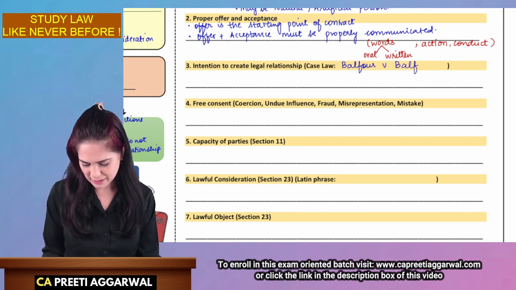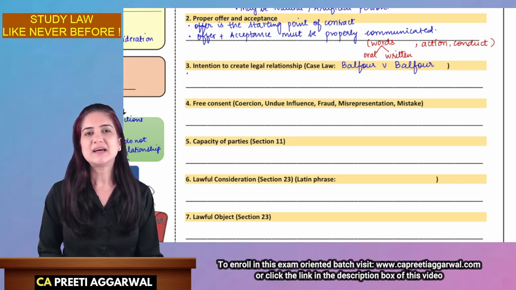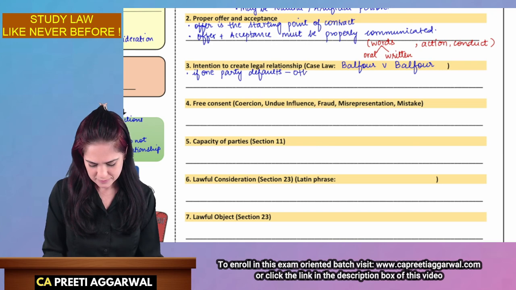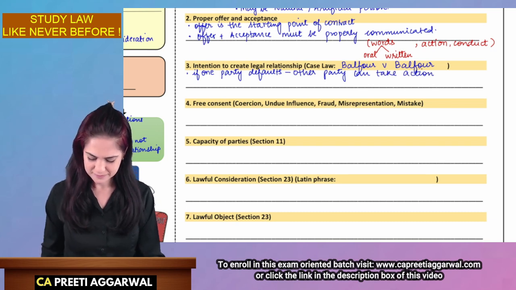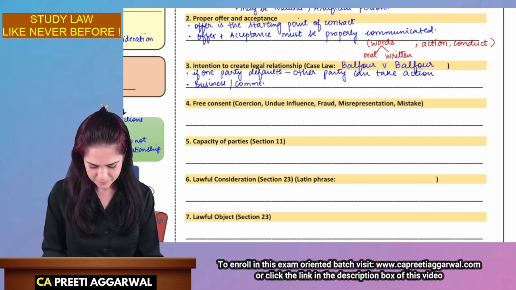Balfour versus Balfour. So there must be intention to create legal relation. So if one party defaults, the other party can take action. In case of business or commercial transactions, there is the usual presumption.